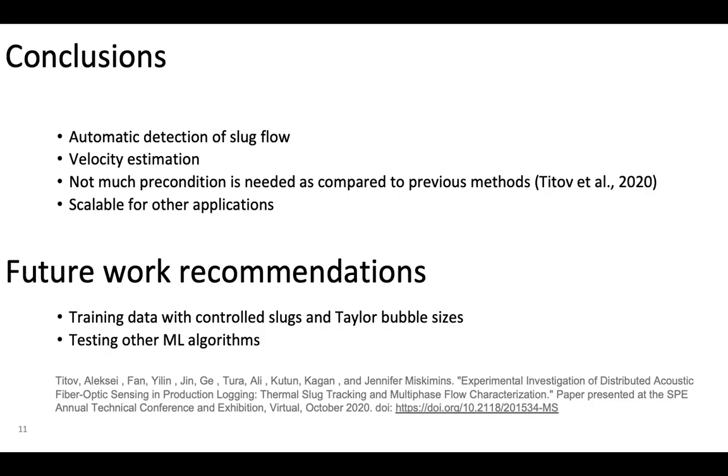Some future recommendations would be to train data using controlled slugs released into the pipe, and also controlling their sizes. Other unsupervised machine learning algorithms could be tested to compare their efficiency as well.